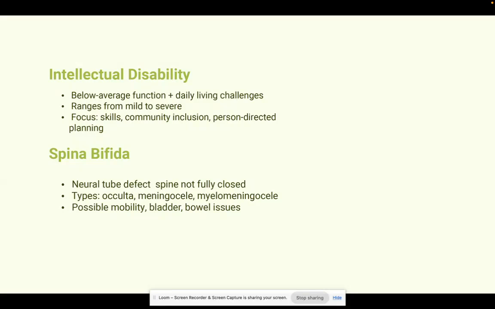Next is the spina bifida. So it's a neural tube defect through the spine, and it's not fully closed. So usually it has something to do with the spine that is not fully closed, or it doesn't progress the growth, right?